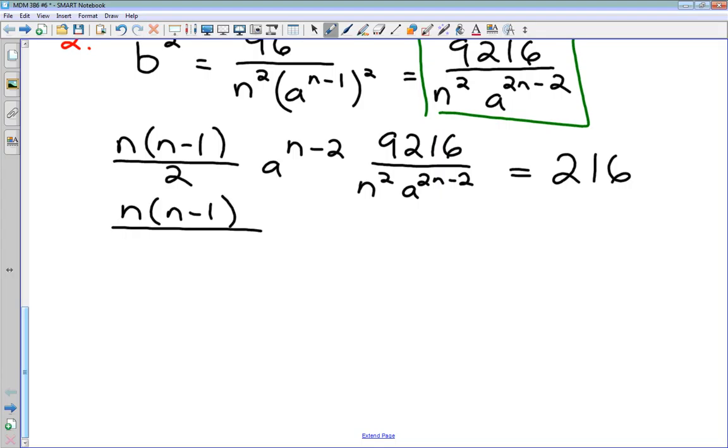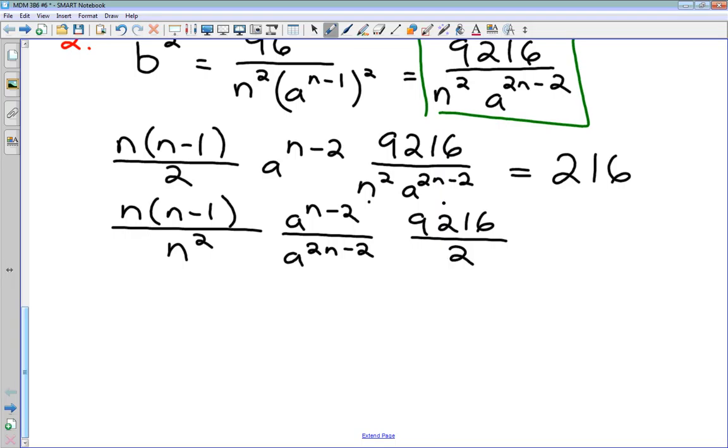I've got n times n minus 1 in my numerator up here. Down over here, I've got an n squared in the denominator, so let's just write that like that. Here I've got an a to the n minus 2. Down in my denominator here, I've got an a to the 2n minus 2. And then I've got a 9216, and then I've got a 2 down in my denominator over here. The whole thing is still equal to 216.